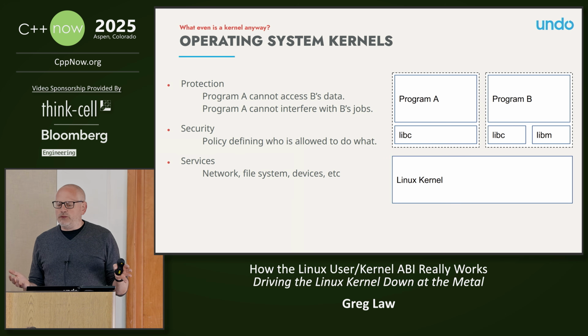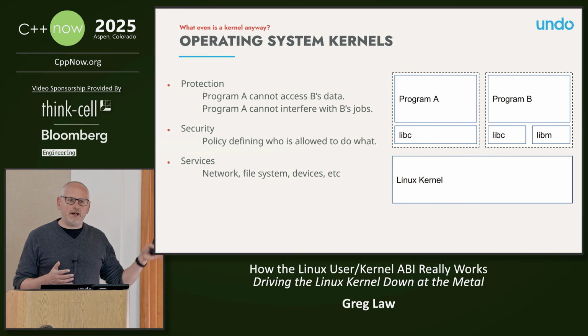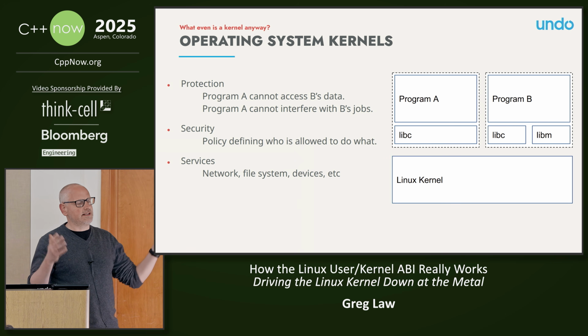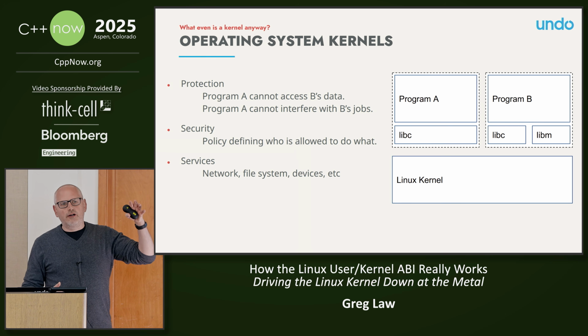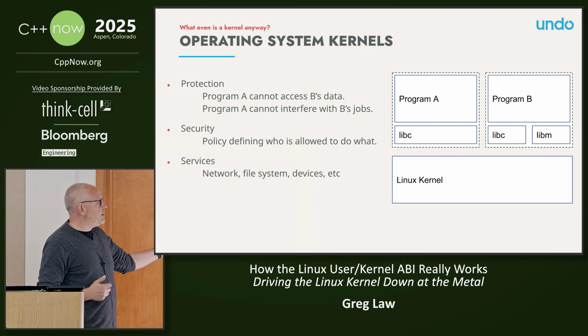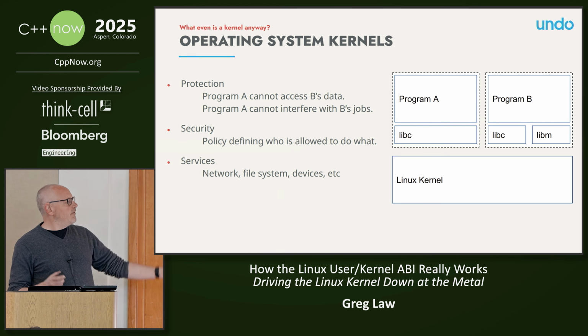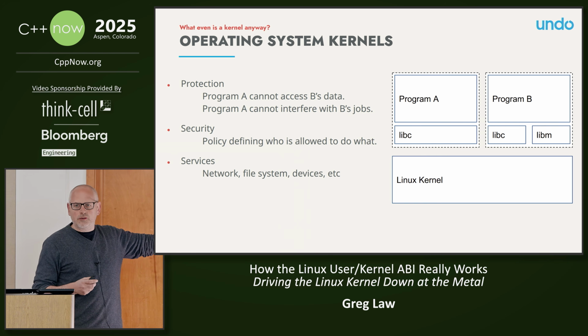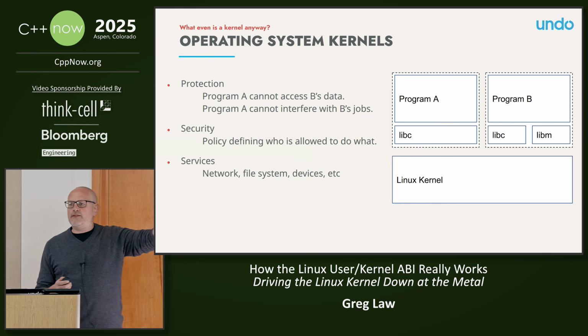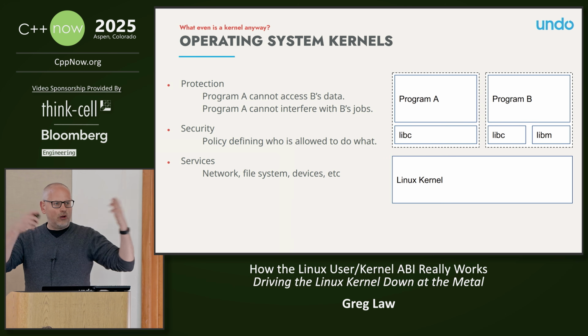I think it's technically possible, although I've not seen it, to provide security without protection. In fact, you do see this on loads of devices: if you do not allow untrusted users to run untrusted programs, then you can provide security without providing protection. A microkernel would do protection without doing any security or services. It would leave all that to user space. The Linux kernel does all of the above.